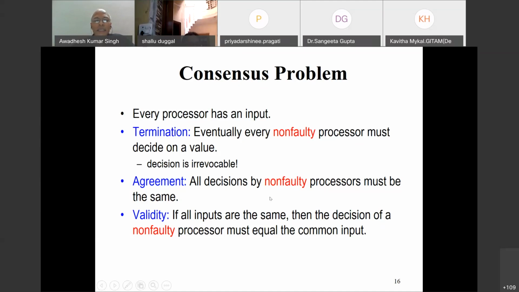The second one is agreement, meaning all must agree on the decision. If you say that the match is in favor of A, then everyone should say it is in favor of A. And the third one is validity. If the input is the same, say out of 5 sensors, every sensor is providing information that the temperature is 25 degrees, 25, 25, 25, 25, then eventually you should declare 25 as the room temperature. It cannot be any other value. So if everyone starts with the same input, then the final decision must also be the same. That's termination, agreement, and validity.